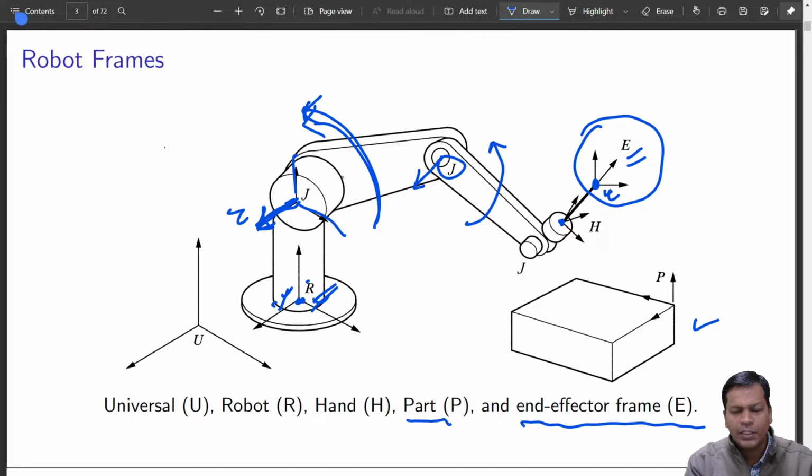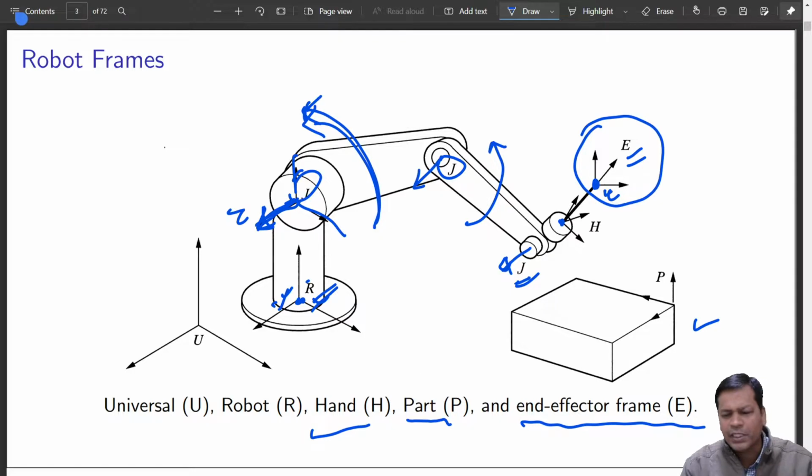So there are different joint frames. When I move the robot in joint space, it rotates with respect to these frames, that is, about these axes. There are as many joint frames as you have joints. That is represented as J over here.